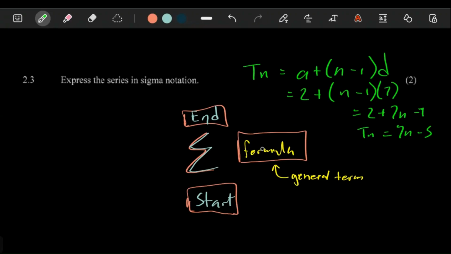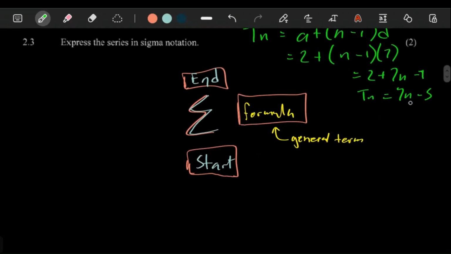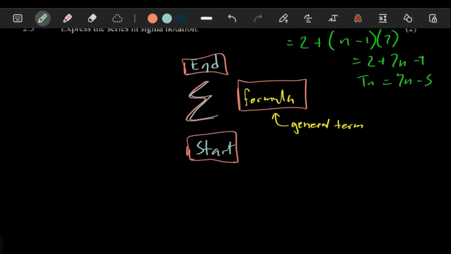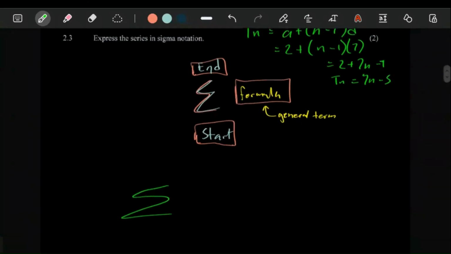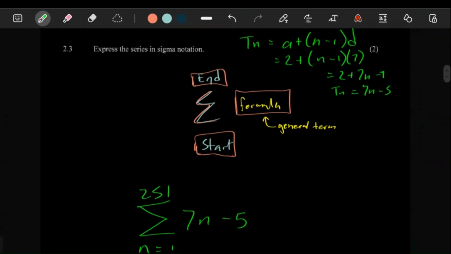So now you have your formula. You know where you're starting: where n is 1. You're ending where n is 251. So here you're going to say sigma expression, you're starting off where n is equal to 1. Here you write where it's ending up, 251. Here you put the general term, 7n minus 5. Now, this is all you have to do.